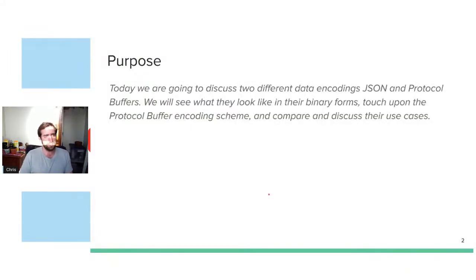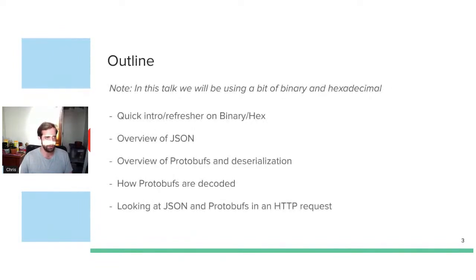So the purpose of today's talk is we're just going to talk about these 2 different data encoding types, JSON, which I'm sure most of you are familiar with, and protocol buffers, which is a fairly new data encoding scheme written by Google in the early 2000s. What we're going to do is take a look at what they look like in their binary forms, or mainly hexadecimal form, touch upon how protocol buffers does its encoding, and compare and discuss their different use cases briefly.